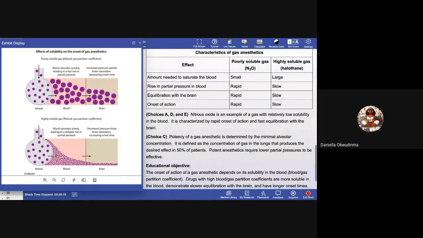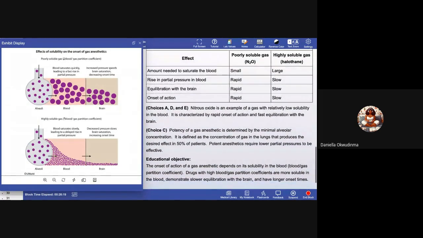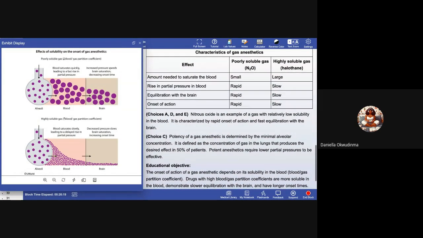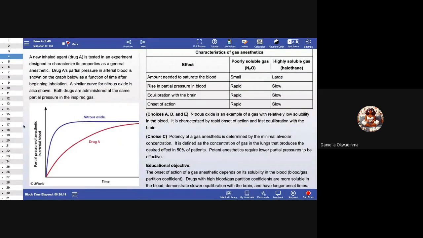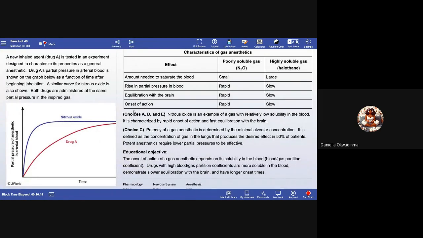So wait, I think this is where we should have even started reading from, Dr. Satorov, the graph, the table. Characteristics of gas anesthetic. I think we should note this. So the effect is the amount. First of all, we have the amount needed to saturate the blood. Poorly soluble gas, we have nitric oxide, and highly soluble gas, example halothane.